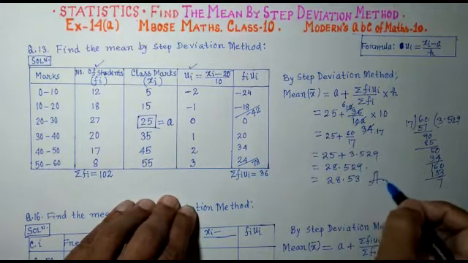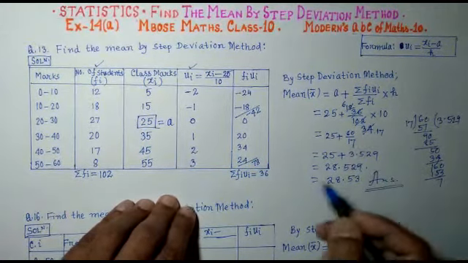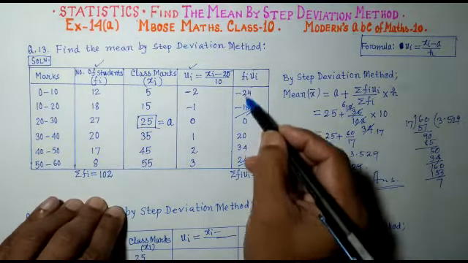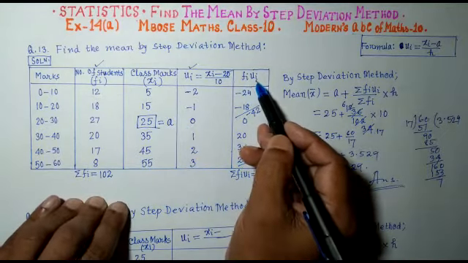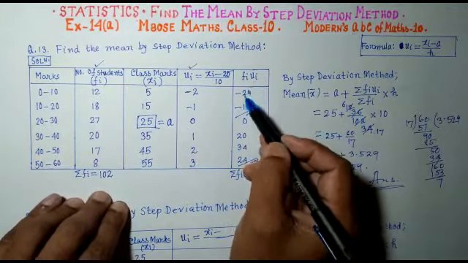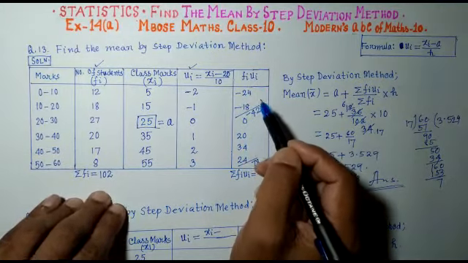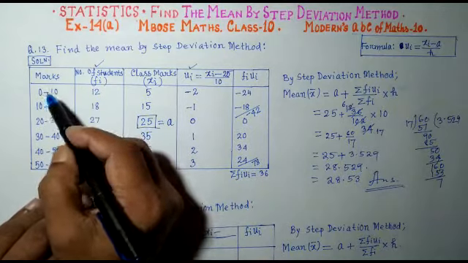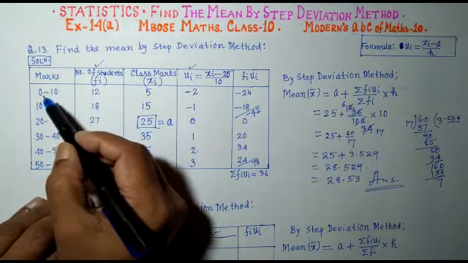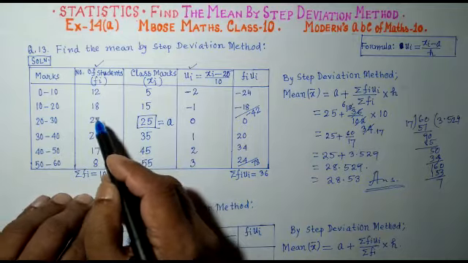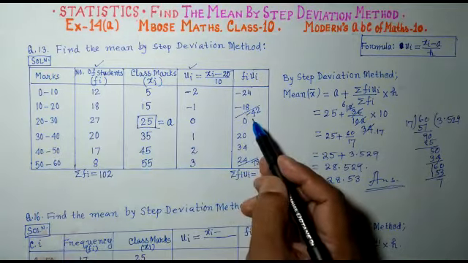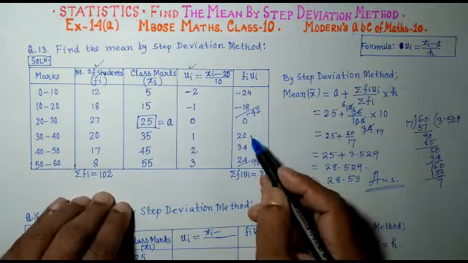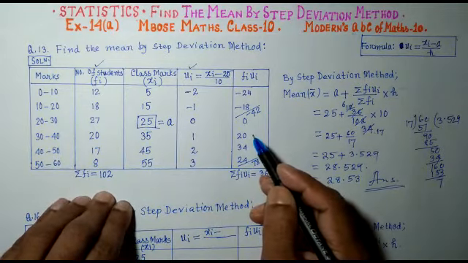That is our answer. So in this method, see, the benefit is this multiplication will be very very small, and we can do mentally this Fi into Ui. But in direct method, this multiplication is very big. Very big because when this frequency is a big number, and suppose the class interval is also a big number, in that case we can apply this step deviation method, and that is easier multiplication.